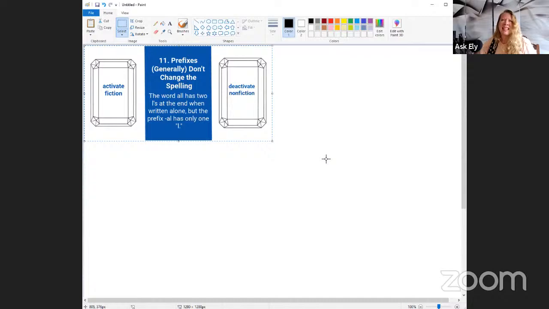So let's go to number 11. Number 11, prefixes generally don't change the spelling. Okay. So if you have the word activate, right, to start something, activate, and deactivate to stop it. We add D-E in the beginning. We haven't changed the word activate. So it's deactivate. And we have fiction, and it changes to nonfiction.